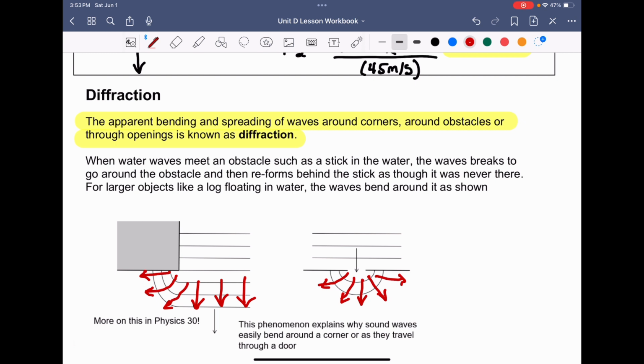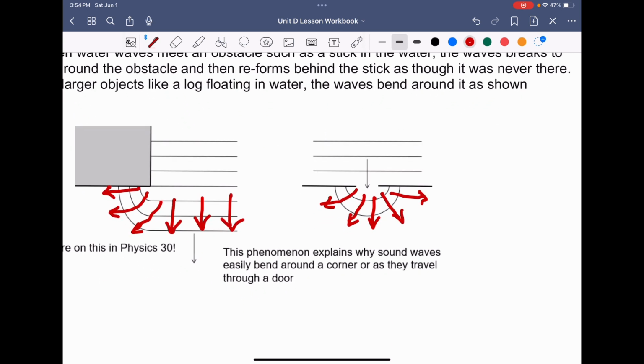There's a ton of content regarding this in Physics 30. So for now, this is as much as we need to know, just the general principle, because then you can start talking about this later on. And again, this is the phenomenon that explains why sound waves can easily bend around a corner, or as they travel through a door, we see this principle exactly acting out.